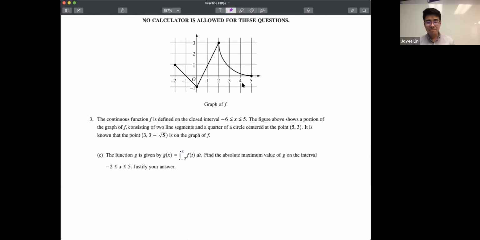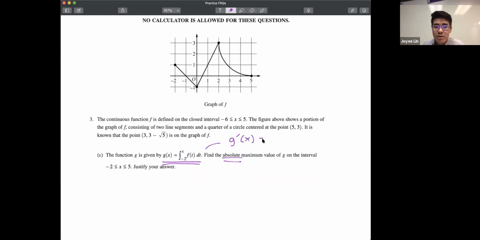Part C, it says the function g is given by the integral from -2 to x of f of t dt. Find the absolute maximum, right? And what's the easiest way to do absolute maximum? We're going to do a table. So if you were to see this on your test, make sure you also write this out.